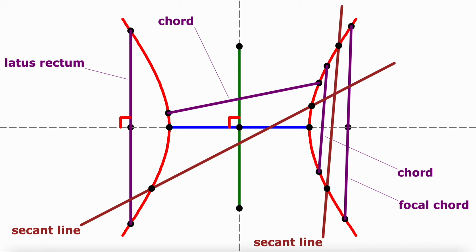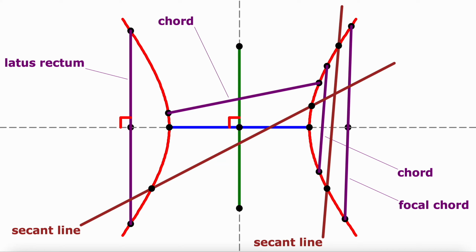To calculate the length of the latus rectum, we use the semi-transverse and semiconjugate axes of the hyperbola. Specifically, the length of the latus rectum is equal to 2 times b squared, all divided by a. This formula shows that the longer the transverse axis, the shorter the latus rectum becomes. Conversely, the shorter the transverse axis, the longer the latus rectum becomes.